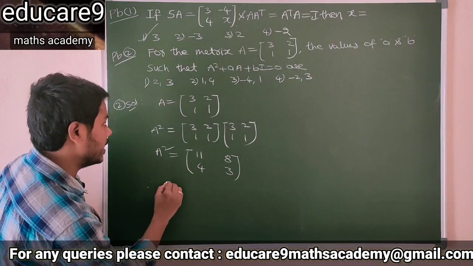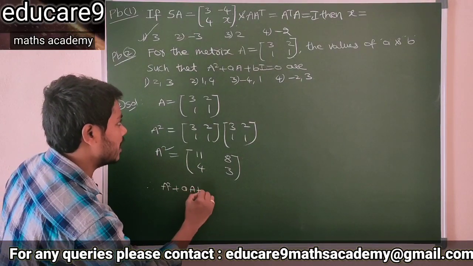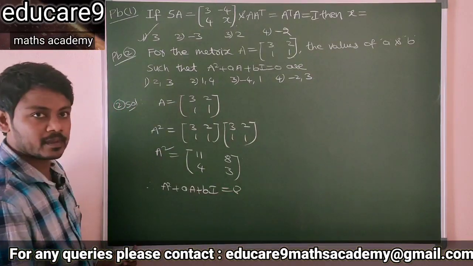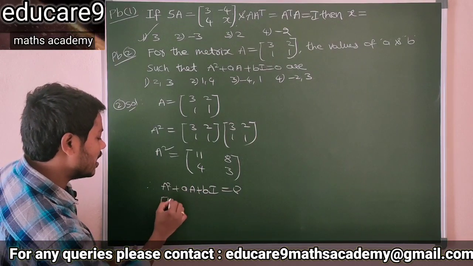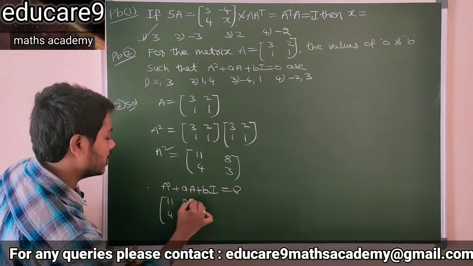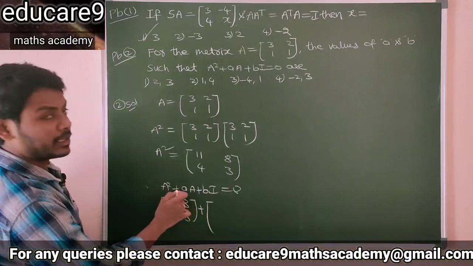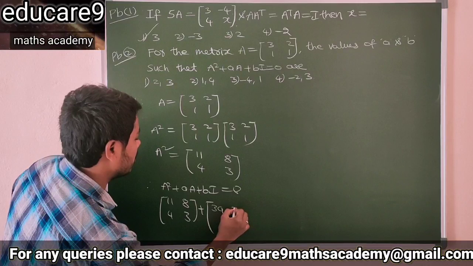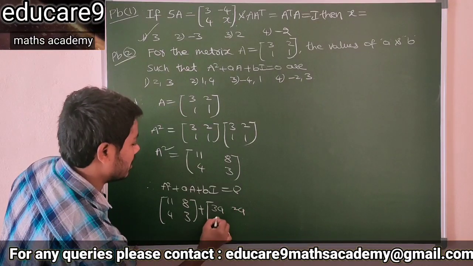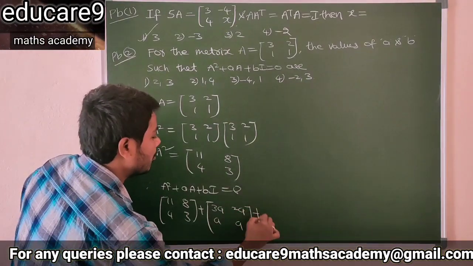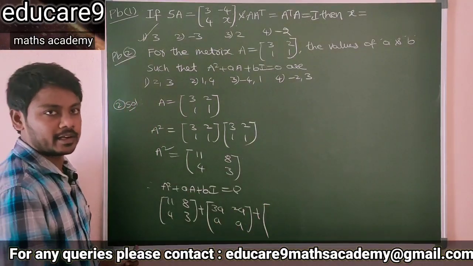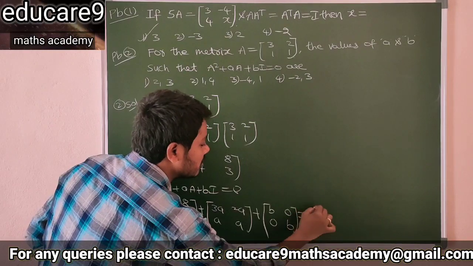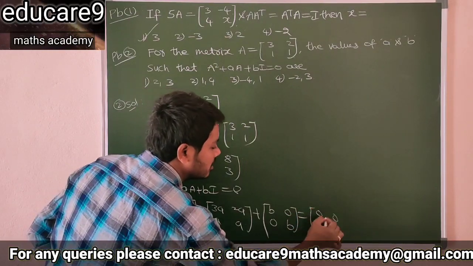Now consider A square plus aA plus bI is equal to 0. So what is the A square value? [11 8; 4 3] plus a into matrix A, that is [3a 2a; a a], plus b into the identity matrix, that is [b 0; 0 b], is equal to 0, that is the null matrix [0 0; 0 0].